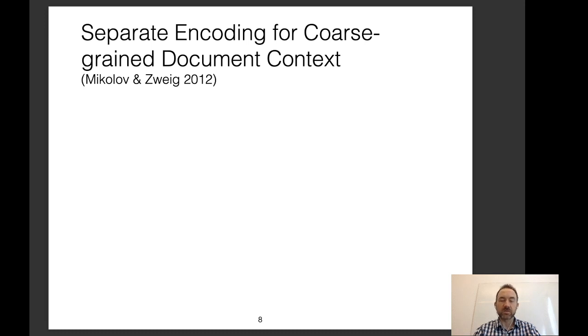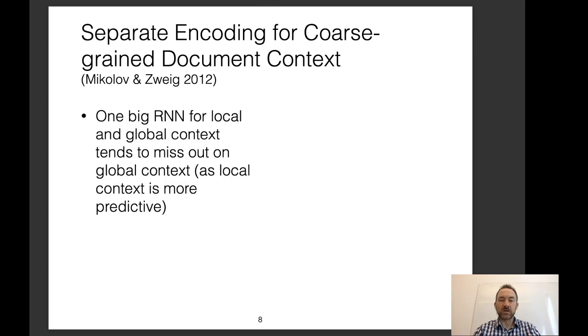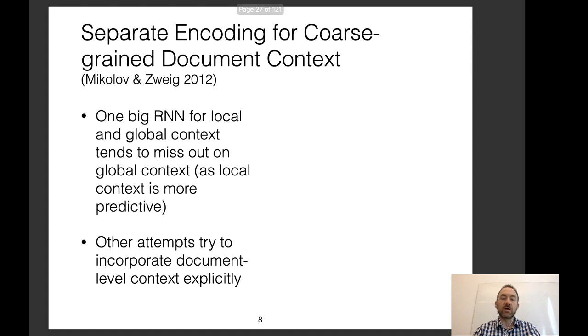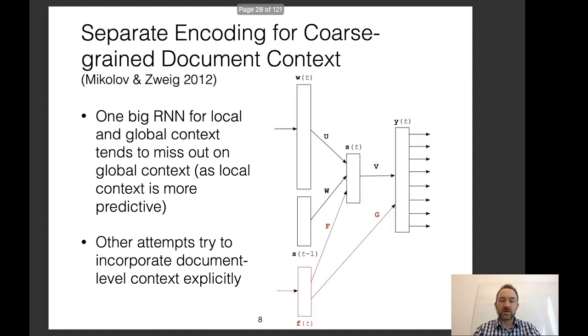So another thing that you can do is have separate encoding for coarse-grained document context. An RNN for local context tends to miss out on the global context, and other attempts can incorporate global context explicitly. This might include something like a sum of all of the word embeddings in the document up until this point, or some other way of concisely incorporating document context.